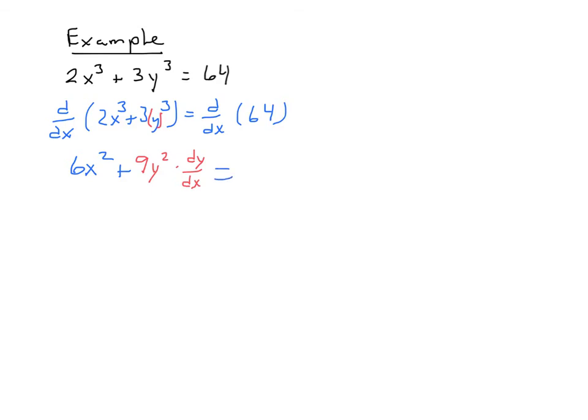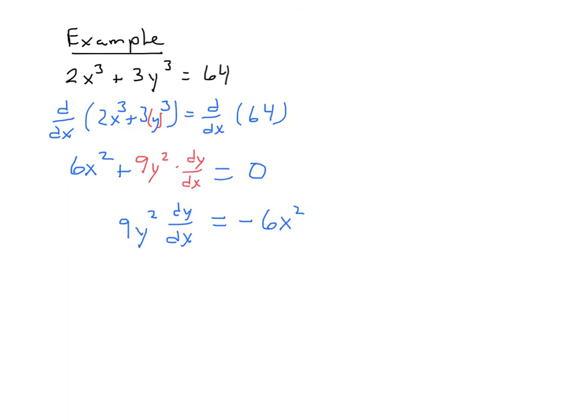Now we just finish it up and take the derivative of the other side. That's a constant, so I know that derivative is going to be 0. At this point, we now need to solve for dy/dx. The first thing I'm going to do is subtract the 6x squared from both sides. When I do that, I will have 9y squared dy/dx. Remember, I wanted dy/dx on the left-hand side and everything else on the other. That's why I subtracted the 6x squared. It equals negative 6x squared.